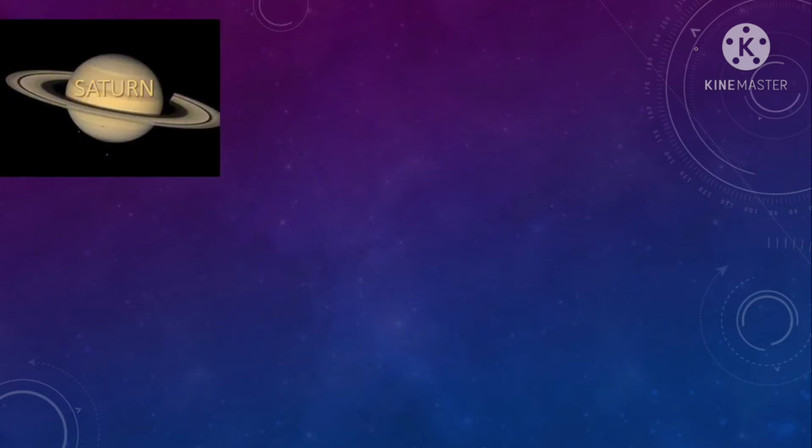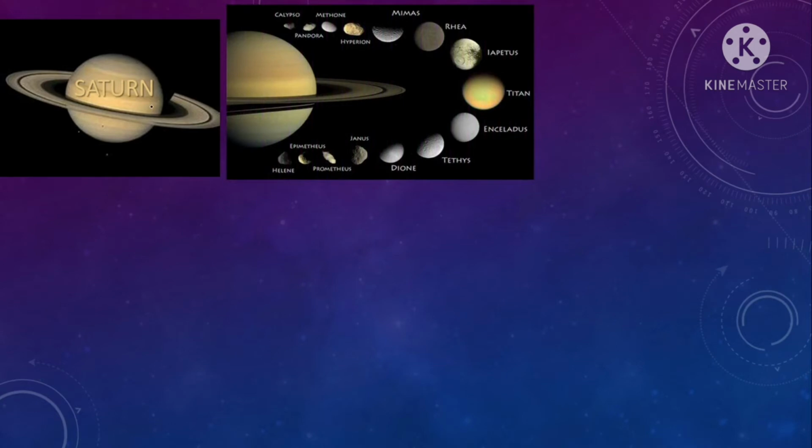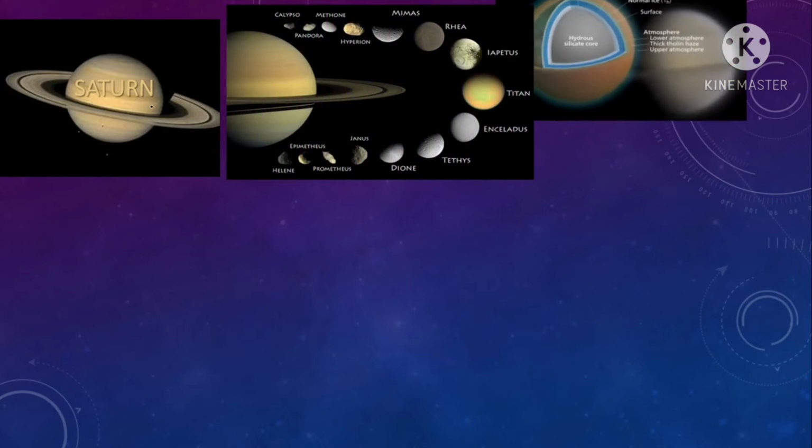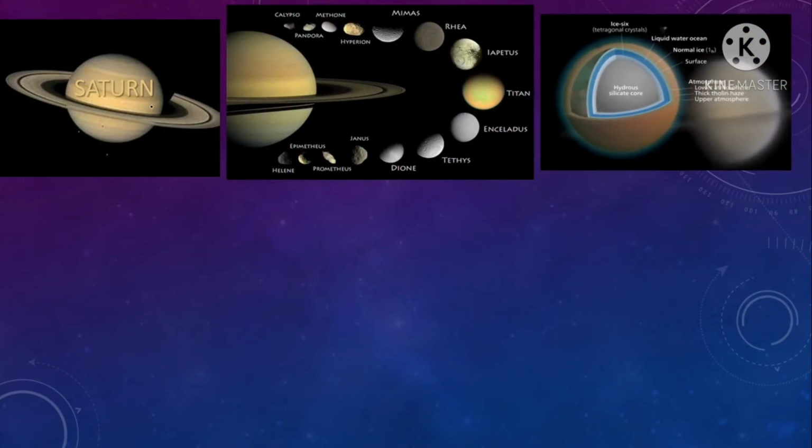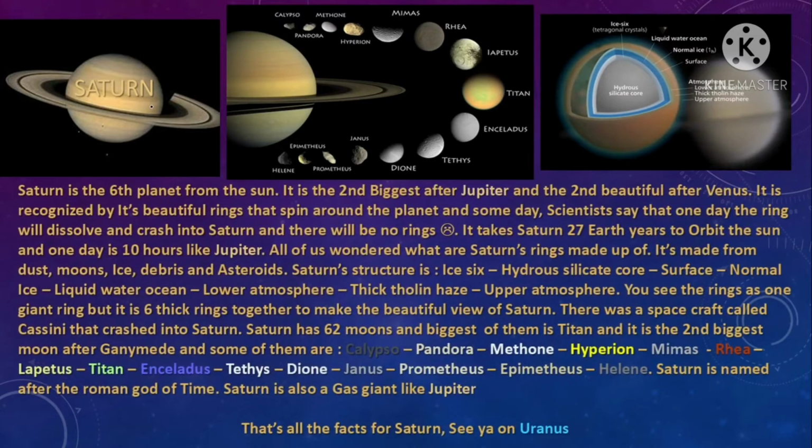Okay, Saturn, the most beautiful planet in my mind. Well, the most beautiful planet is Venus, but I call this the ring planet. And here there are all its moons, and here its structure. Let's see the talk.